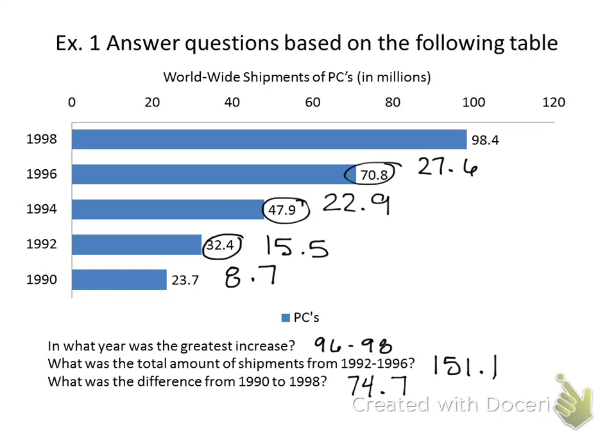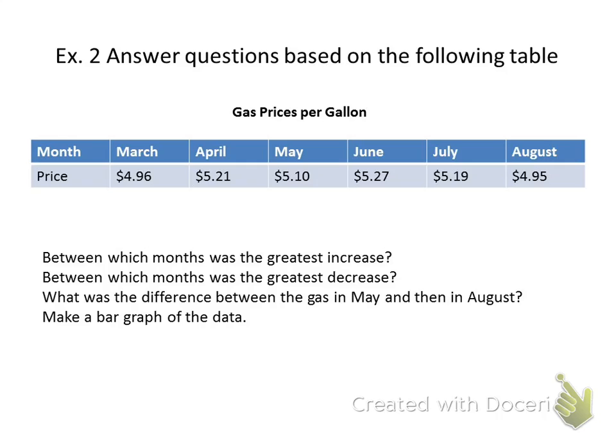74.7. Perfect. Okay? That's how we could use a bar graph to interpret our data and to answer a question. Okay, in example 2, I want you to write this chart down. This is a table graph. Write this down. And then I want you to answer the first 3 questions.